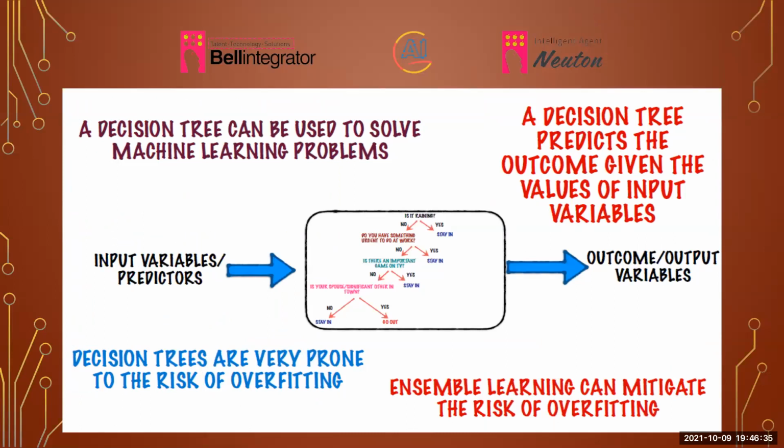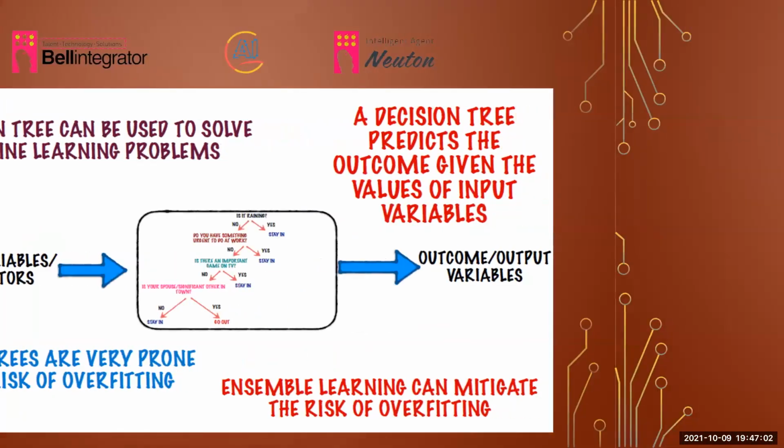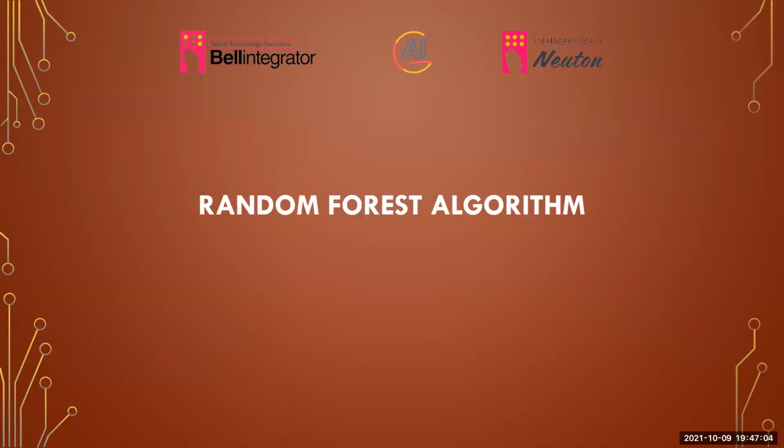So let's sum it up now. So far what we have done: we know that decision trees are used for solving machine learning problems. We know the definition of decision trees by now. And we know that decision trees are very, very prone to overfitting. So how can we overcome overfitting? We use ensembling to mitigate the overfitting. Now comes the interesting part, random forest.